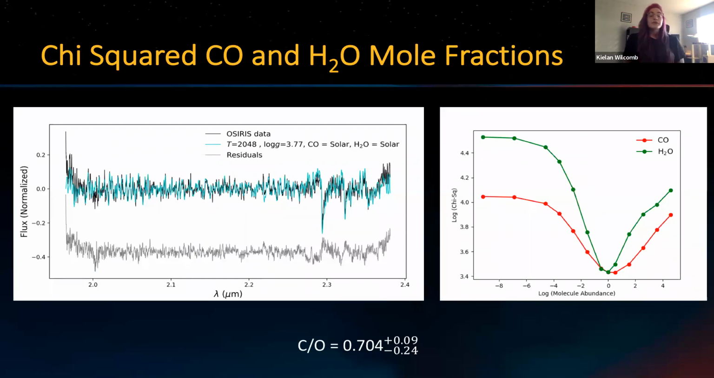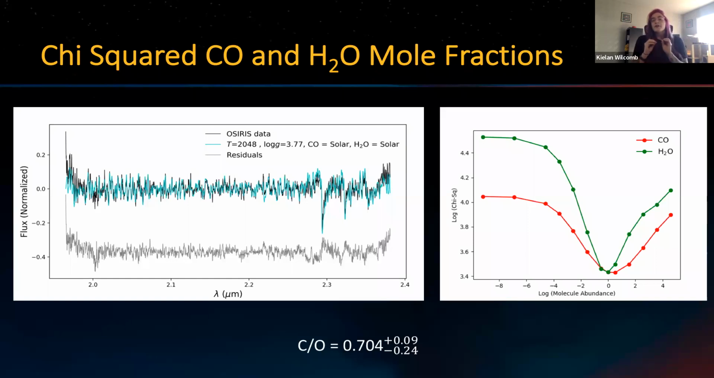Once we had our best fit temperature, surface gravity, and metallicity, Travis Barman of University of Arizona created another grid space of Phoenix models that kept those parameters the same and then varied water and CO one at a time. Shown to the right are the chi-squared values of those spectra compared to our flattened data, presented in log-log space. The chi-squared results show that the water mole fraction is approximately solar, and the CO mole fraction is approximately solar/supersolar.